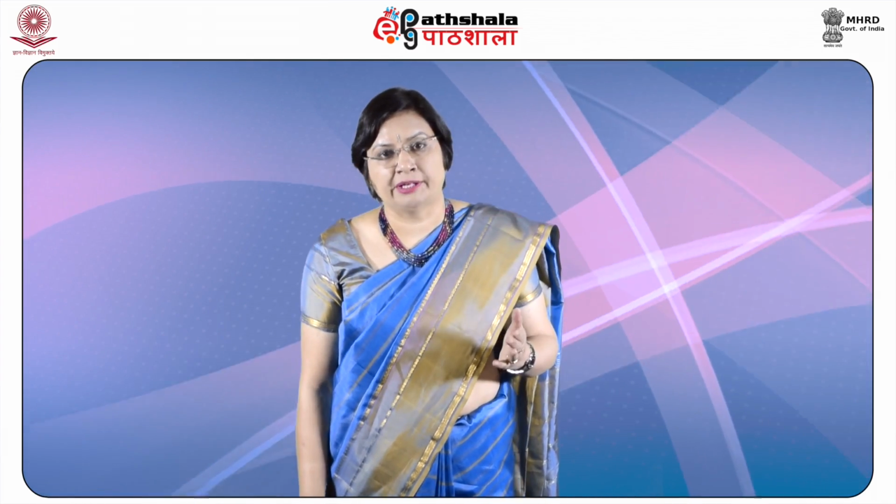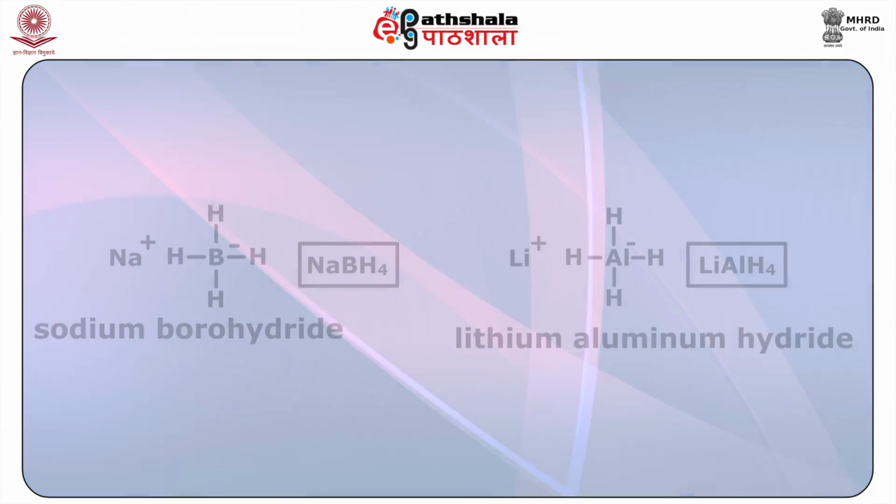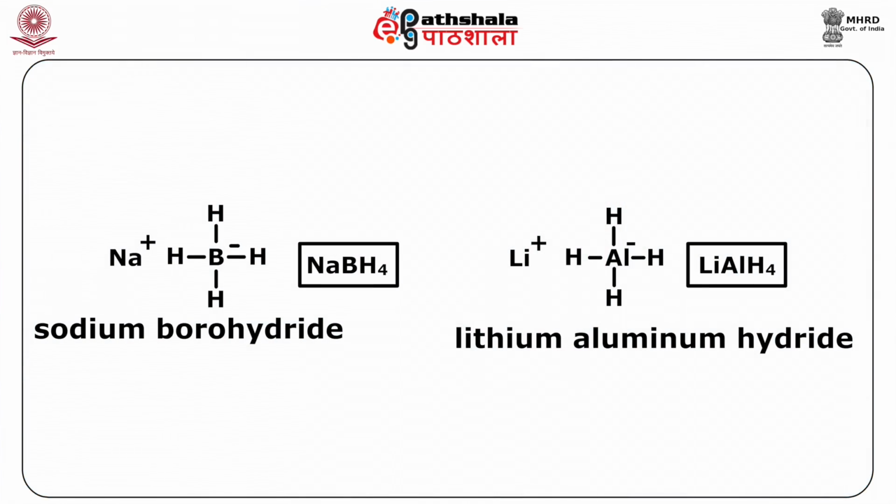And if we talk about the most common metal hydrides, two names come to our mind: lithium aluminium hydride and sodium borohydride. Sodium borohydride and lithium aluminium hydride, as you can see in the structures shown here, are the most common hydride reducing agents. But notice that these are complexes. It is not the free H minus, but a complex. In sodium borohydride it is Na plus with BH4 minus, and in lithium aluminium hydride it is Li plus with AlH4 minus.